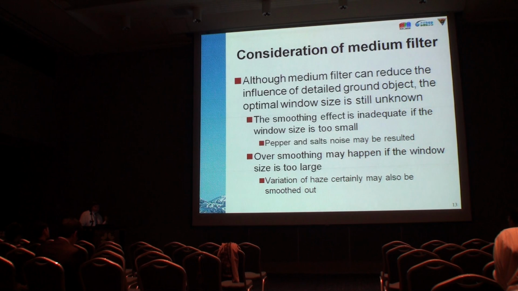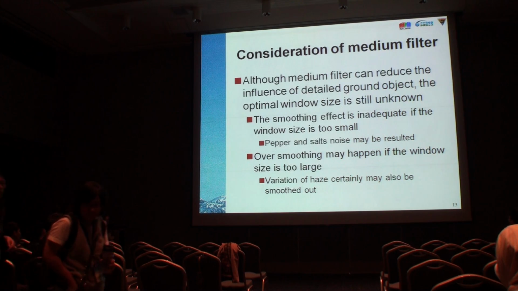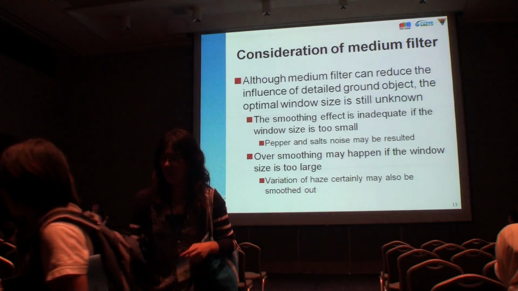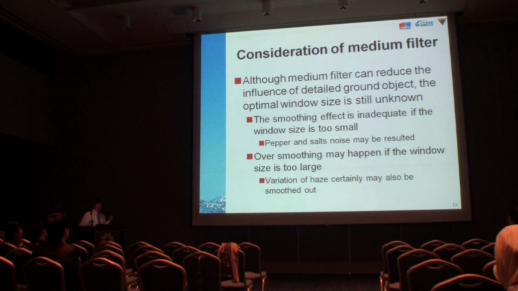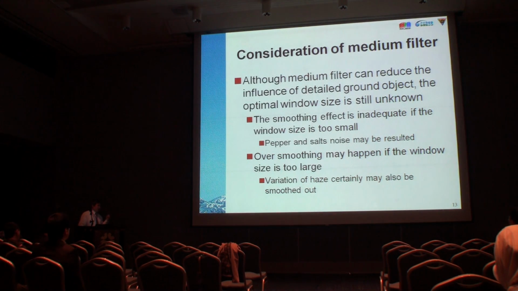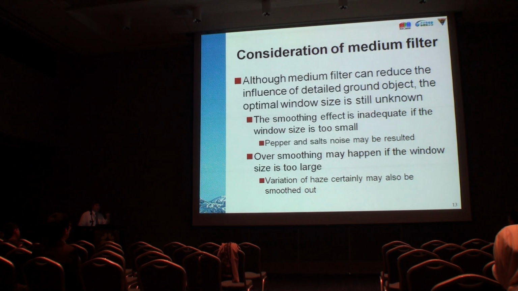Because if you use too small a window size for the median filter, there is some salt and pepper noise in the result. But if your smoothing filter is too large, the variation of haze may be smoothed out, and then you cannot get a good haze removed image, because some haze variation is also smoothed.